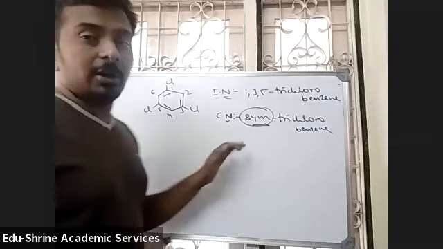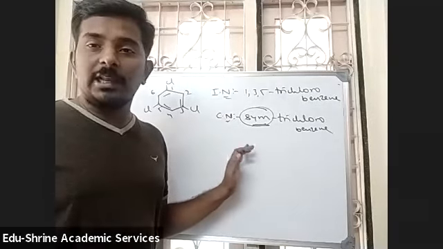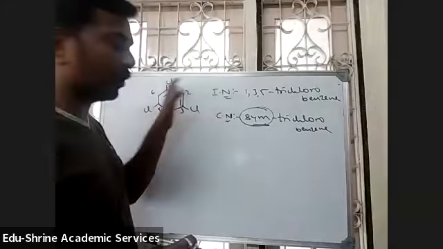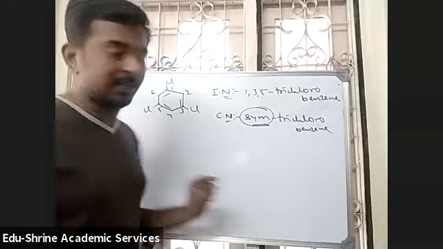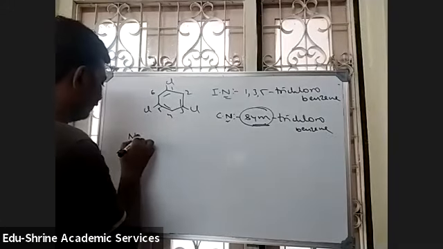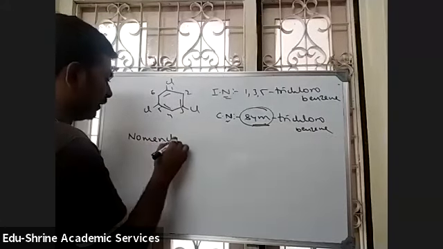So this is about the nomenclature of monohaloalkanes and monohaloarenes. Monohalo means polyhaloarenes also we have discussed here. Next, coming to dihaloalkanes, nomenclature of dihaloalkanes.